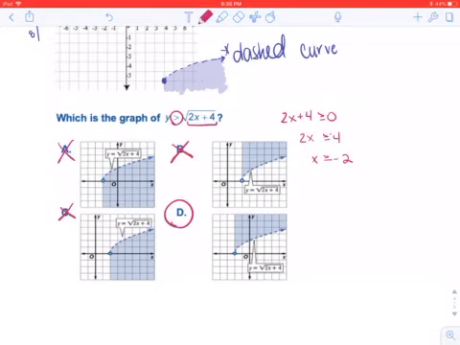Again, you could check, you could say, does it work to go through the origin? If I plug in 0, is that greater than 0 plus 4? No, it's not. So that should not be shaded, right? It needs to be D.